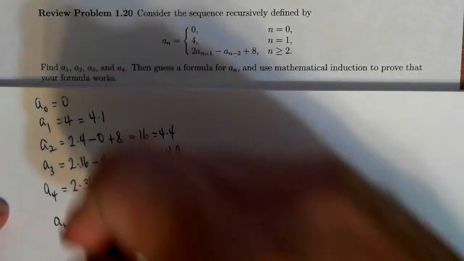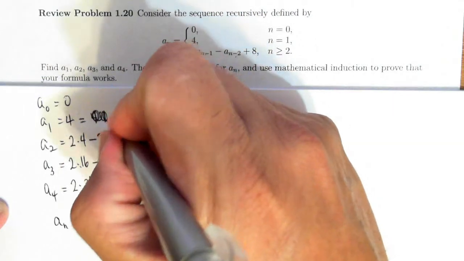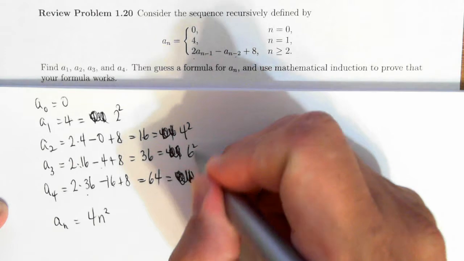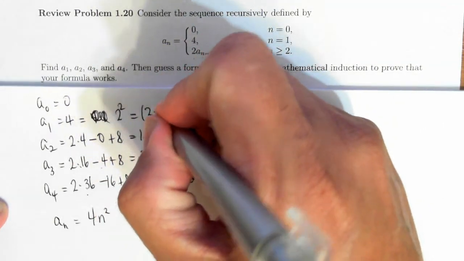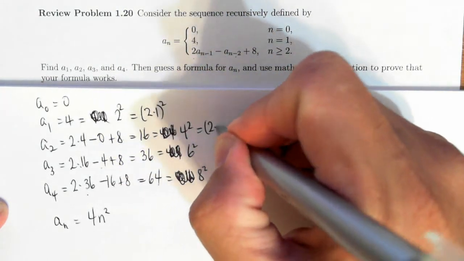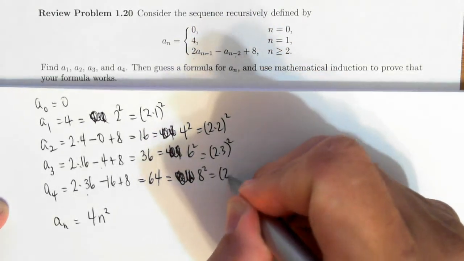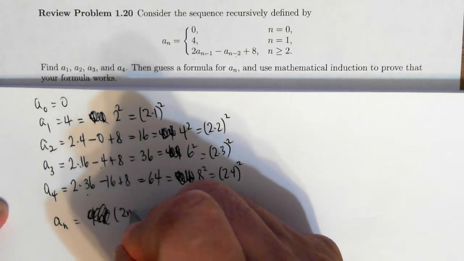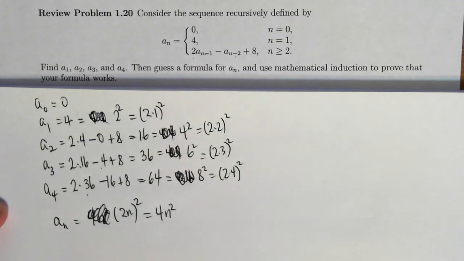Now, if you didn't notice that you could factor the 4 out, here's another way to try to find that. We can see 4 is equal to 2 squared, 16 is equal to 4 squared, 36 is equal to 6 squared, 64 is equal to 8 squared, and so this is equal to 2 times 1 squared. That's 2 times 2 squared. That's 2 times 3 squared, and that's 2 times 4 squared. And so it looks like the pattern is 2 times n squared, which again is going to be 4 times n squared. So it looks like that's the pattern.